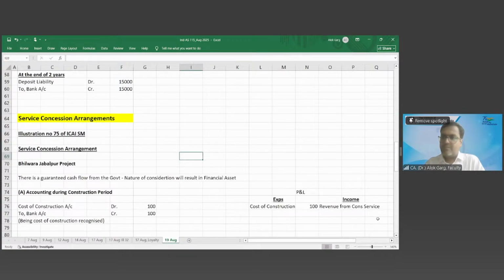Right, sir. Okay. So friends, what three concepts have we covered today? We have covered the repurchase agreement concept and accounting in case of a repurchase agreement. We have also covered the concept of contract cost, right? Cost of acquiring the contract and cost of fulfilling the contract. We have also covered the concept of service concession arrangement. This is what we have covered today, right?